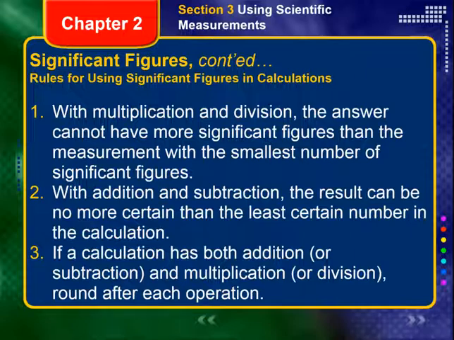But if a calculation has both addition or subtraction and multiplication or division, you round after each operation. You figure out the number of significant figures after each operation. As per normal order of operations, you would do the multiplication and division first. Once you finish all your multiplication and division, figure out how many significant figures you should have. Then do your addition and subtraction with those numbers. After you do your addition and subtraction, figure out how many significant figures you should have. So you'll actually have to do it twice.